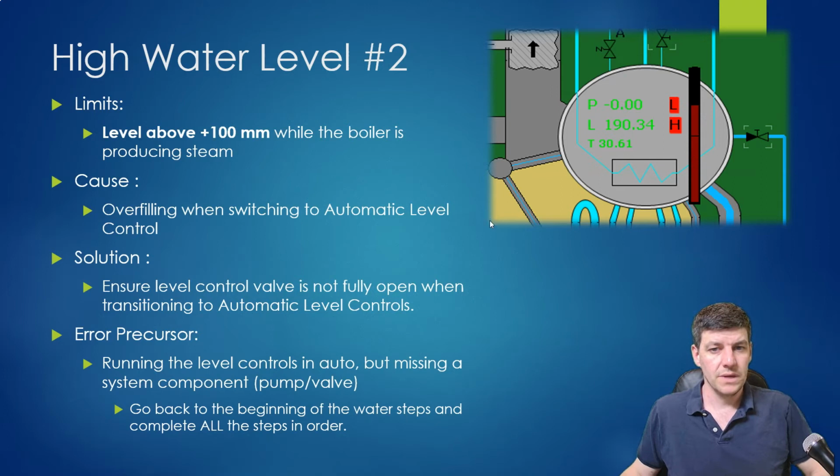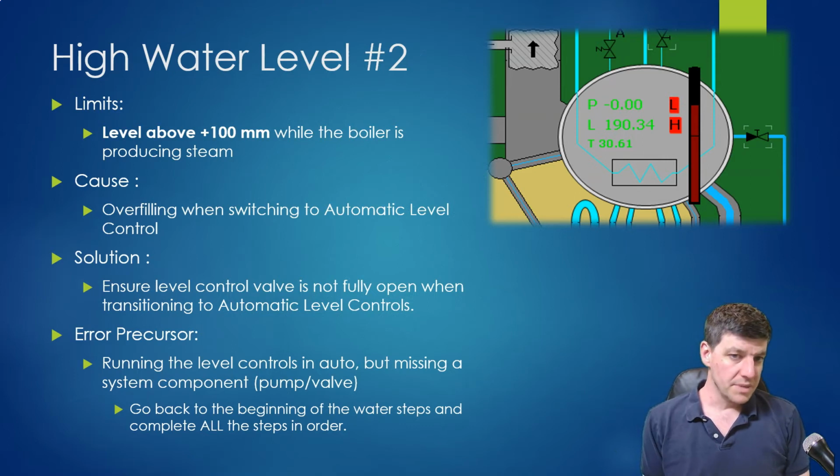To summarize our high water level number 2, the cause is going to be overfilling when we're switching to automatic level control. The main solution: ensure your level control valve is not fully open when transitioning to automatic level control. We want to make sure we follow that step to manually close the valve before engaging the automatic level control and turning on the pump.